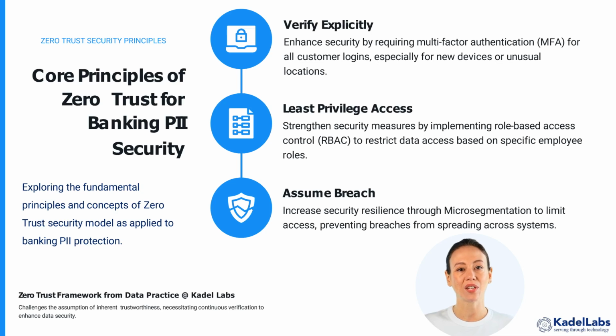Now, let's move into the core principles that form the foundation of zero trust architecture, specifically in the context of securing PII in banking. At a high level, there are 3 key principles that guide zero trust for PII protection. Verify explicitly. This principle requires constant verification of identity for every access request, leaving no room for assumptions. Least privilege access. Access to sensitive data should be limited strictly to what's necessary for a role, reducing exposure and risk.